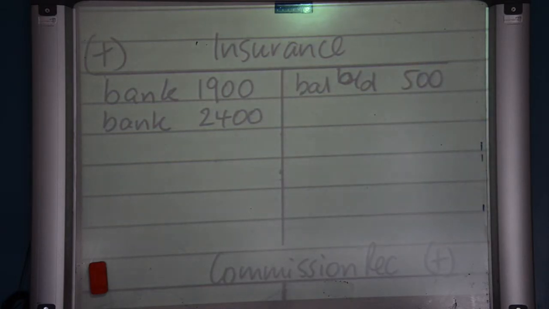Alright? BAL BD for insurance for £500. Now I've only got to fix up my BAL CD, then I'll do my P&L. But in this question, we had a funny BAL CD. Alright? This is a major wig out.